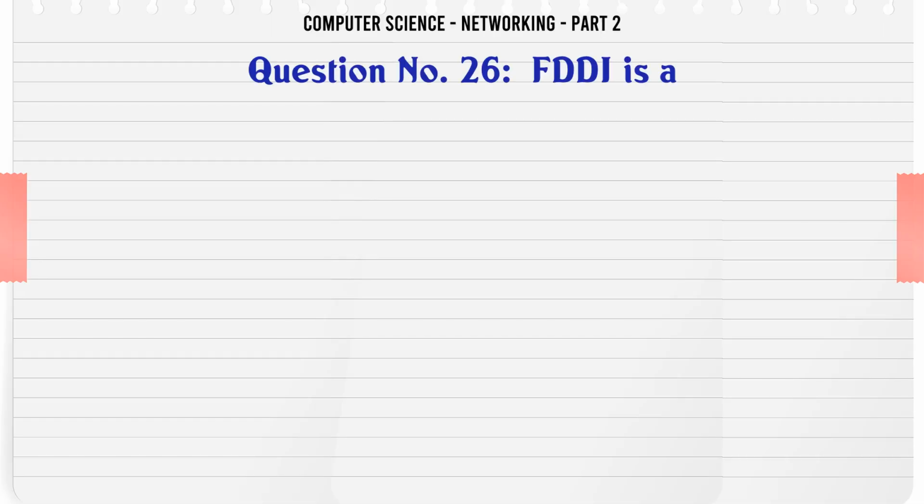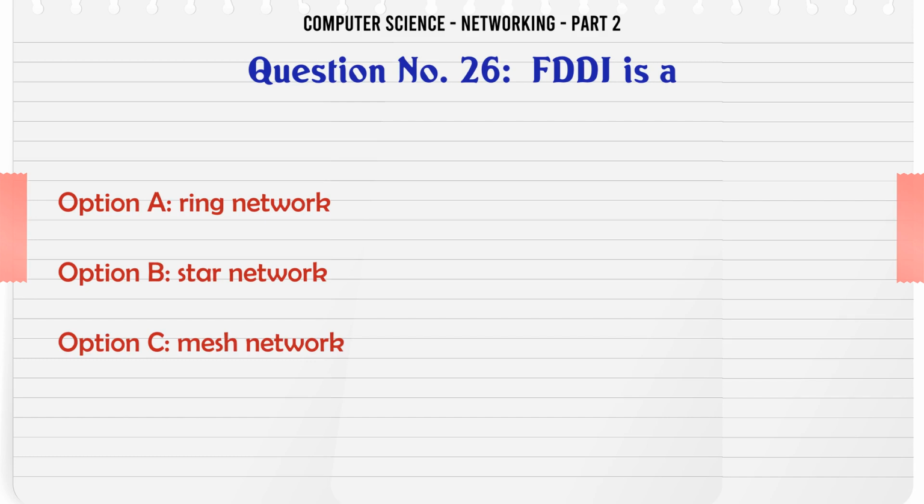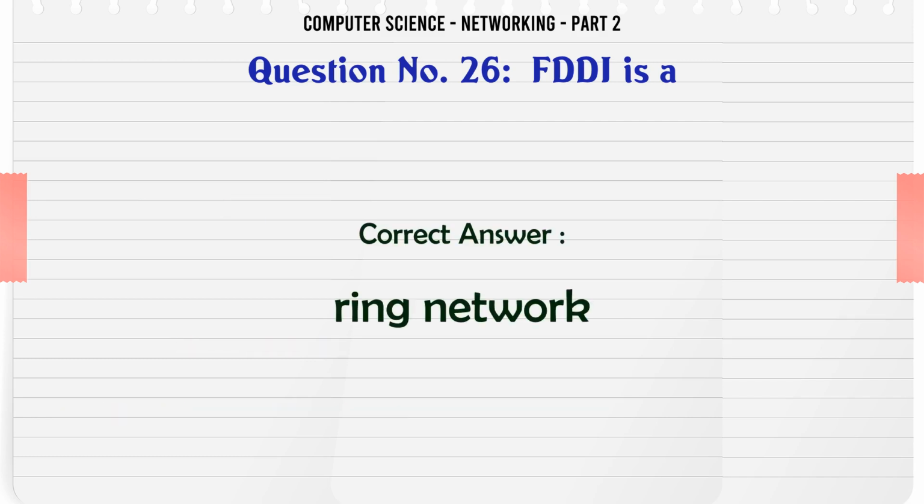FDDI is A. Ring network. B. Star network. C. Mesh network. D. Bus-based network. The correct answer is ring network.